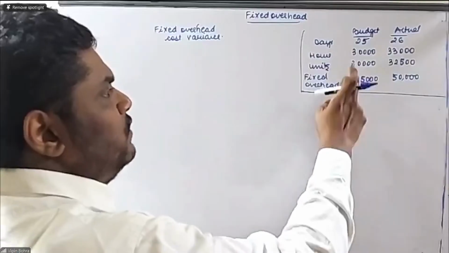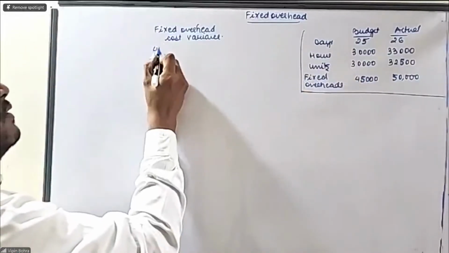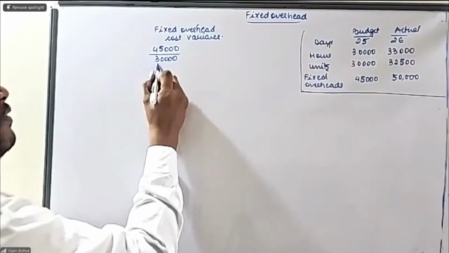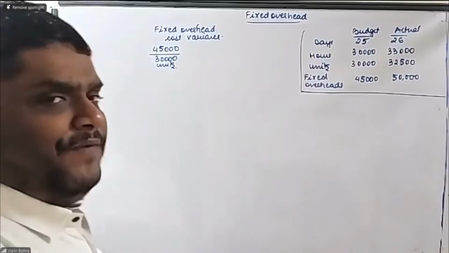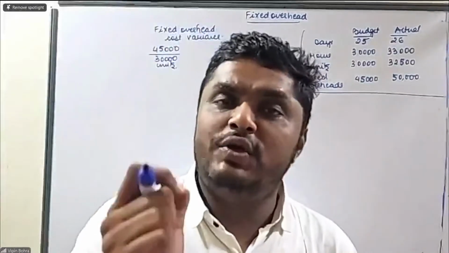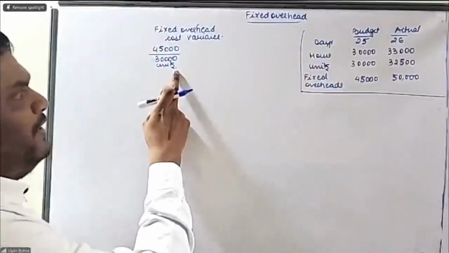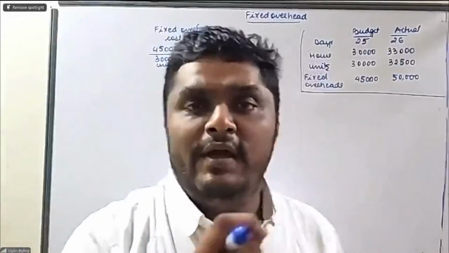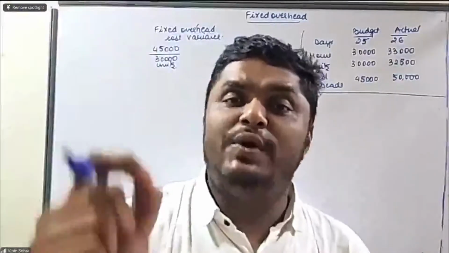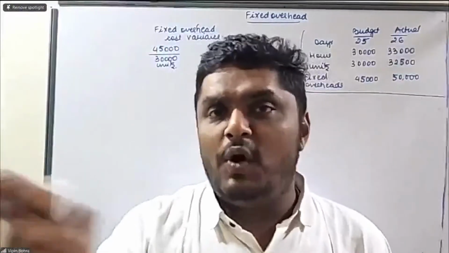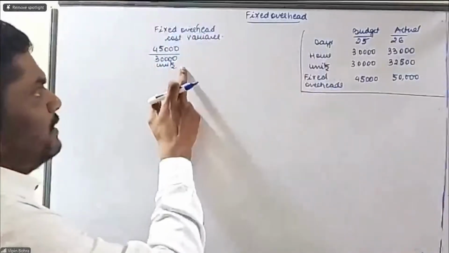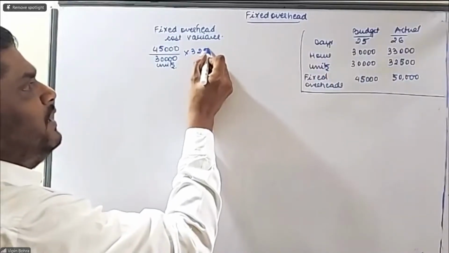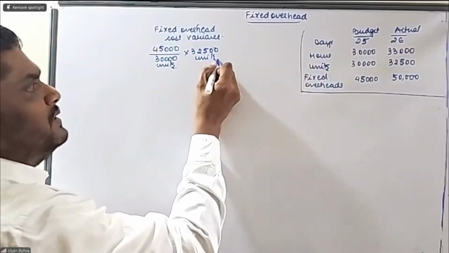So 45,000 overheads for 30,000 units. So the absorption rate will be how much? 1.5. 45,000 divided by 30,000. So the absorption rate will be 1.5. We have to apply the absorption rate to the actual units to calculate the absorbed overhead. This is what we have covered in overheads also. So the rate will be 1.5. We have to apply it to the actual production, that is 32,500 units, to calculate the absorbed overheads.